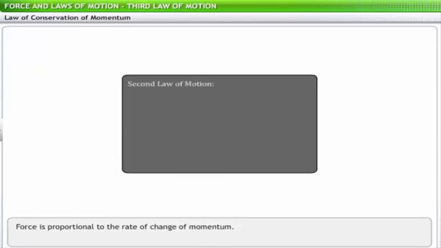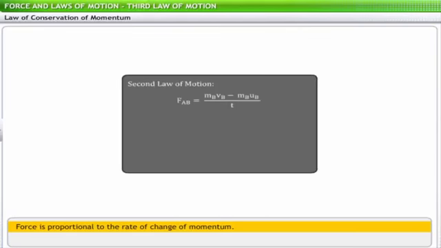We can use the second law of motion to find the relationship between the momentum of the spheres before and after the collision. According to the second law of motion, force is proportional to the rate of change of momentum. Upon collision, the force exerted by A on B, FAB, is equal to MB multiplied by VB minus UB divided by T.